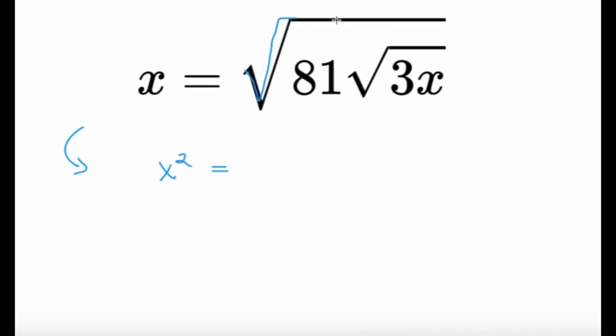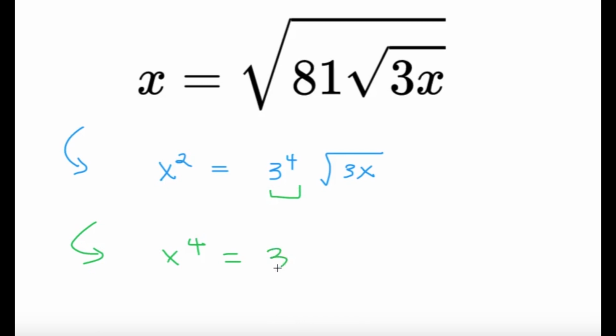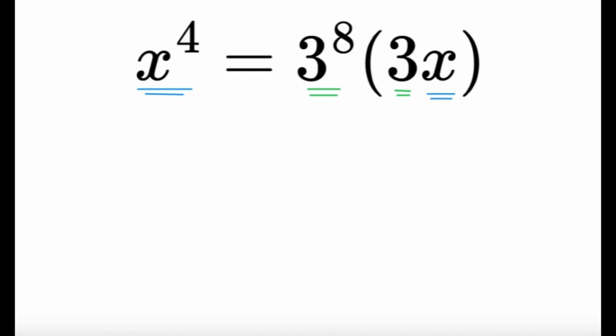well, the first radical symbol is gone, so it just becomes 81 square root of 3x. Now, since we have 81 and 3, they're technically kind of related. We can write 81 as 3 raised to 4, so that's a little bit more promising. And we still have this square root, so let's try to square both sides again. Squaring both sides the second time, x raised to 4 would equal 3 raised to 4, if I square that, it becomes 3 raised to 8, and then this one, if I square it, just becomes 3x. So we have 3 raised to 8 times 3x. So we have this so far.